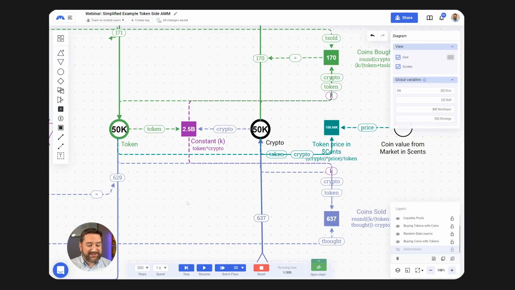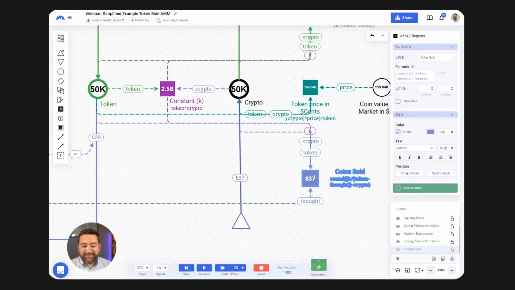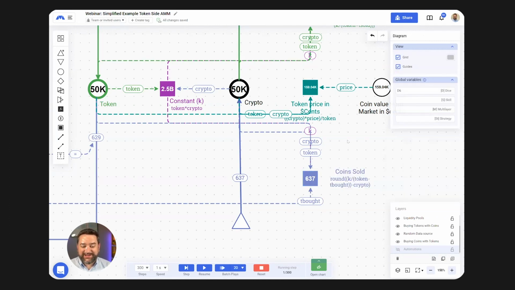And back on the other side, we've got the same thing again, but all condensed into one neat little register. It's doing the same type of calculation, but this time the other way around, to look at it from the reverse perspective of buying tokens from the AMM.